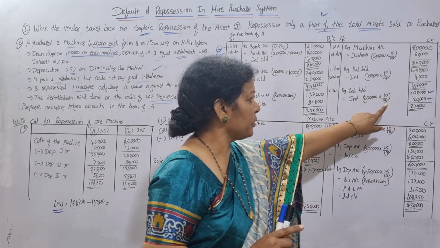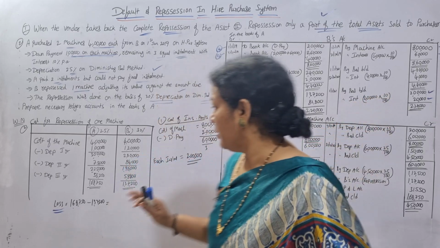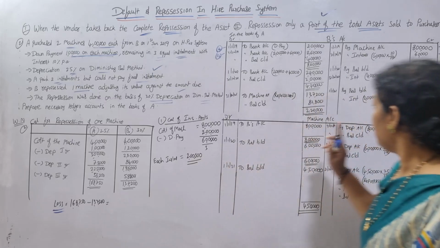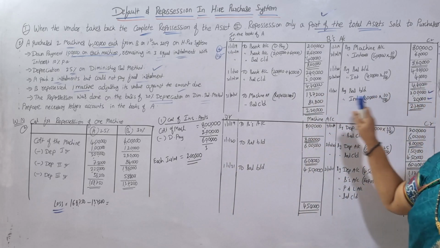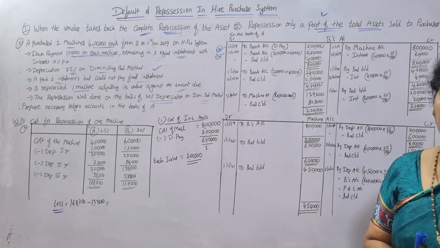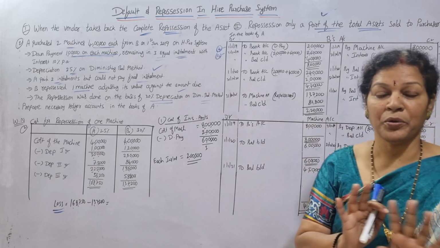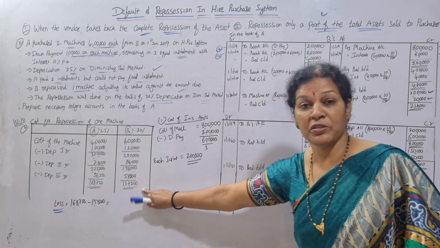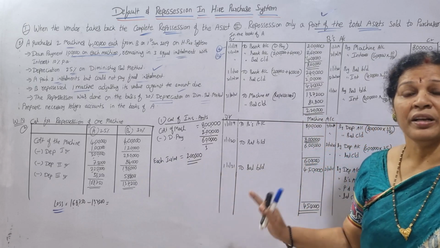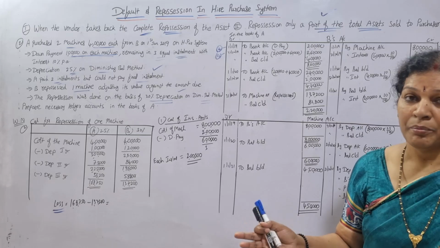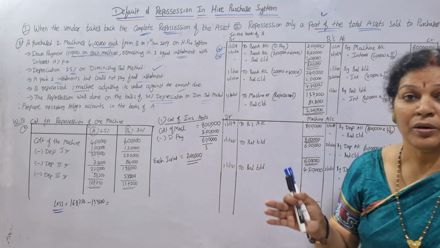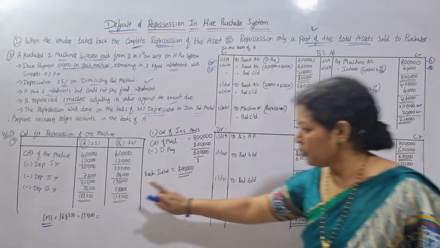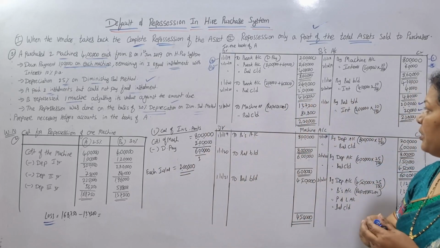So 2,20,000 is this amount. But as per B, the value is 1,37,000. The previous problem, 2,20,000 we transferred to the asset account. This time we are not going to transfer 2,20,000. We are going to transfer 1,37,200 to the asset account. Why? Because as per B, the value of the repossessed asset is 1,37,200. So this amount we have written here.